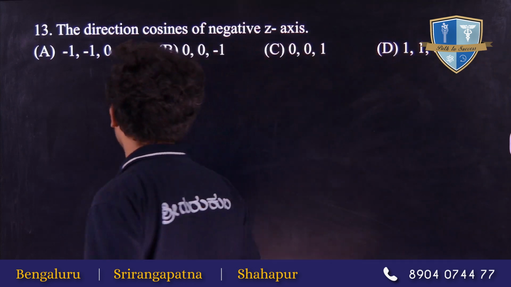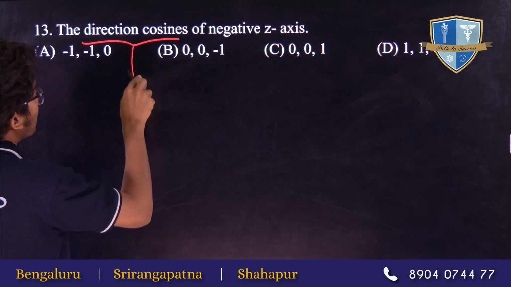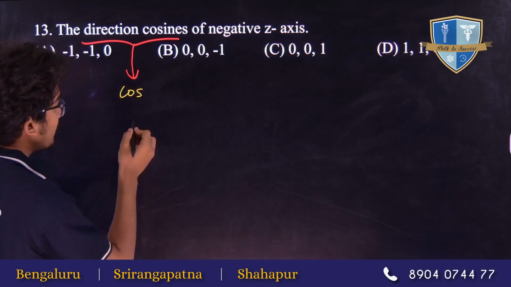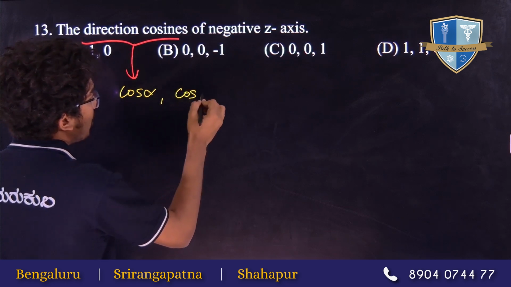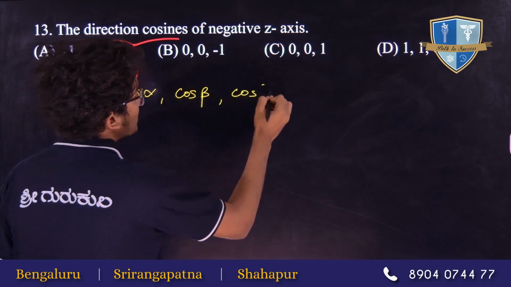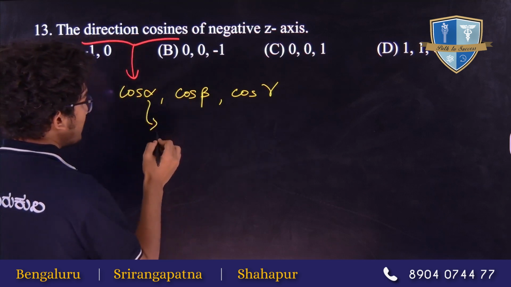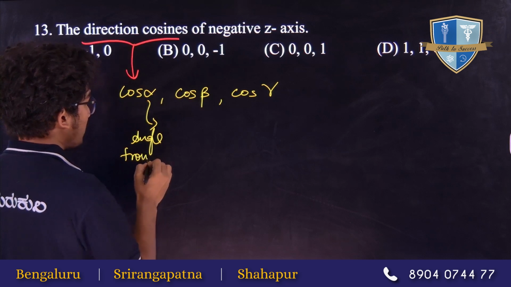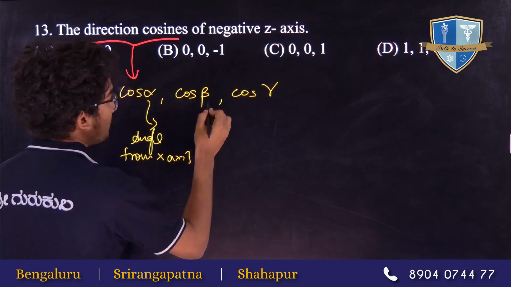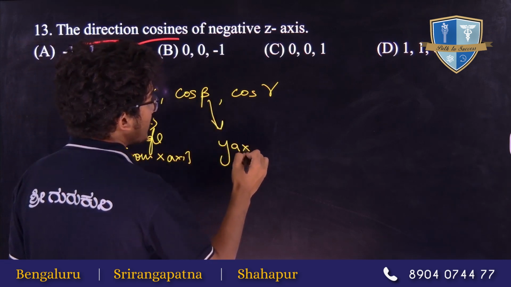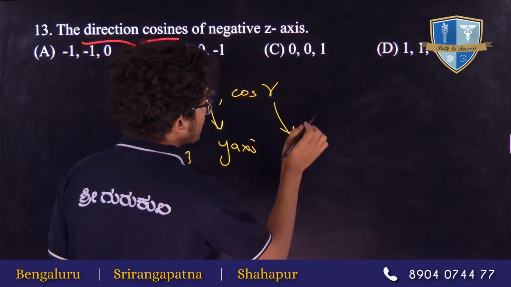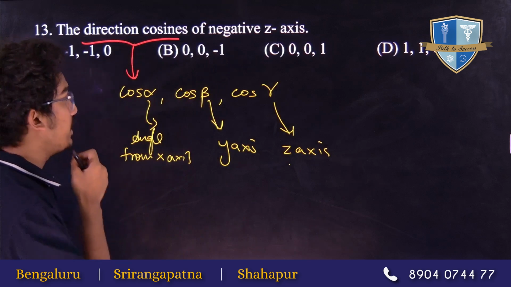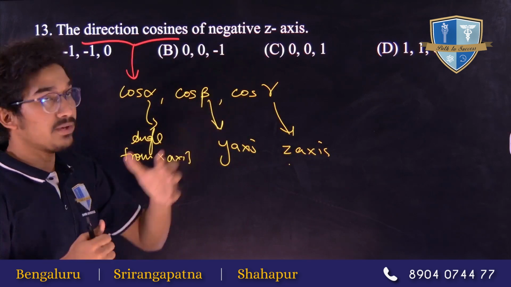So direction cosine is the cos of the angle from all three axes. It will be cos alpha, cos beta, cos gamma, where alpha is the angle from the x-axis, beta is the angle from the y-axis, and gamma is the angle from the z-axis. Correct? So now we are talking about the direction cosines of the negative z-axis.